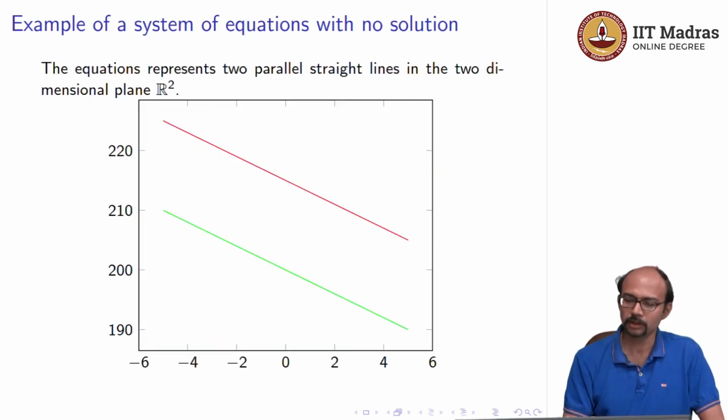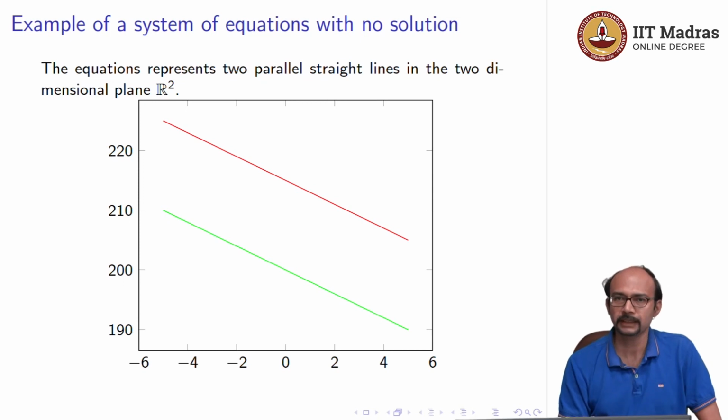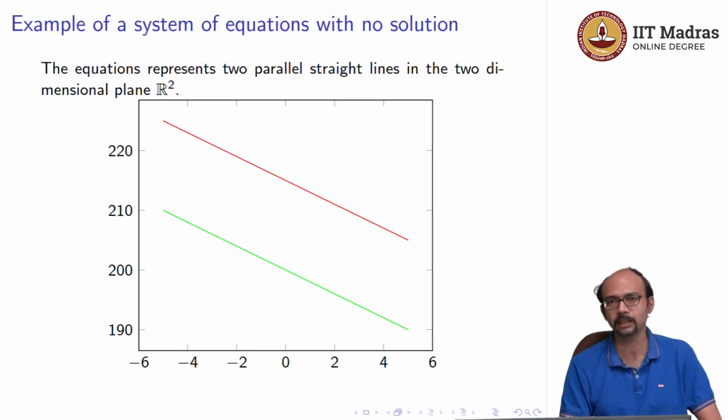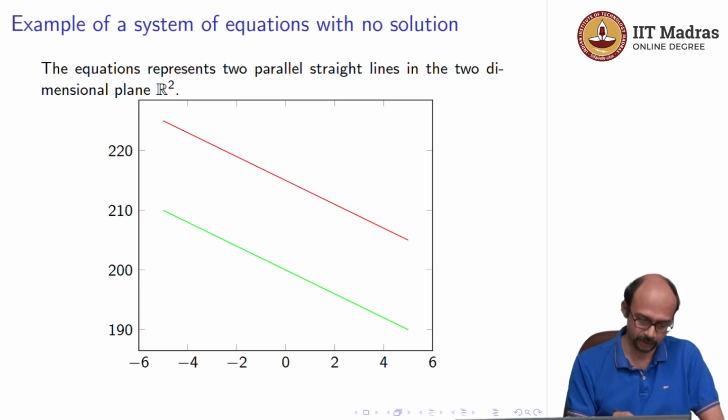The reason there's no solution here is that if you draw the lines in this case, they are parallel lines, so they won't intersect at all, and the intersection is exactly what will give you the solution. In the previous case both the equations were the same line, so the two lines intersected in infinitely many points. Here you have two lines which are parallel, they don't intersect at all, and so there's no solution.